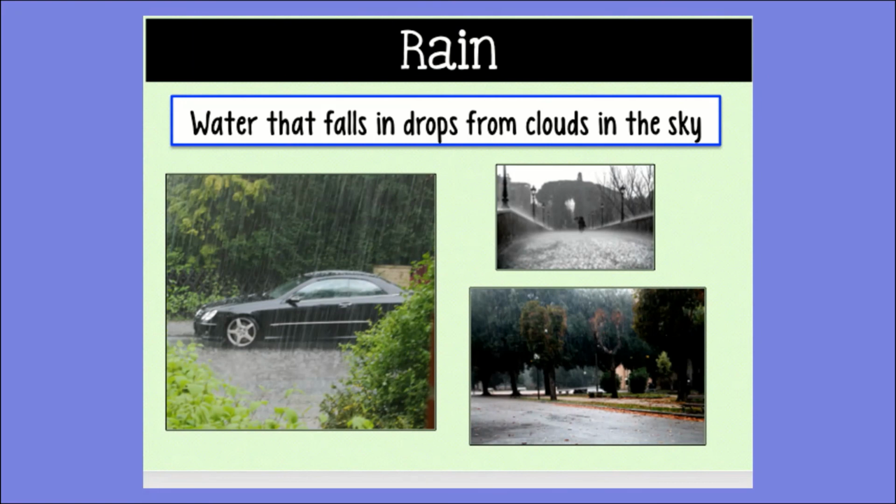So in these pictures, you can see that it's raining in each of them. There's rain coming down. It makes the streets wet. It makes it a little slippery when we're walking. So we want to make sure we're wearing shoes that have good grip and that we maybe have an umbrella or a raincoat to keep us dry.